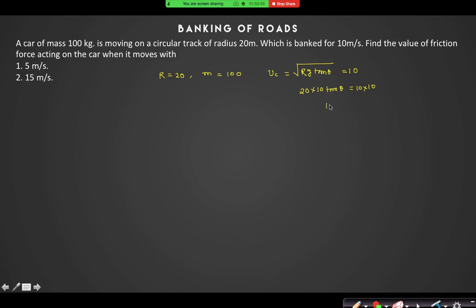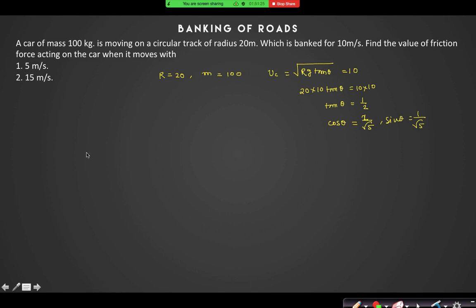So what is the value of tan theta? Is that 1 by 2? Yes, sir. So what is the value of cos theta? 2 by root 5, right? And the value of sin theta is 1 by root 5. So now we can find the friction force when it is moving with 5 meter per second, right?